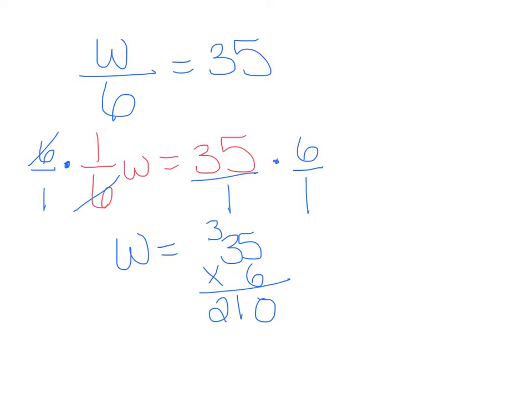Now let's test our answer. We should always test our solution to see if we are correct. Put the 210 in for W. 210 divided by 6 does in fact equal 35. You can always check with your calculator if you like. So we get a check there. Good job. Let's go ahead and do one more.